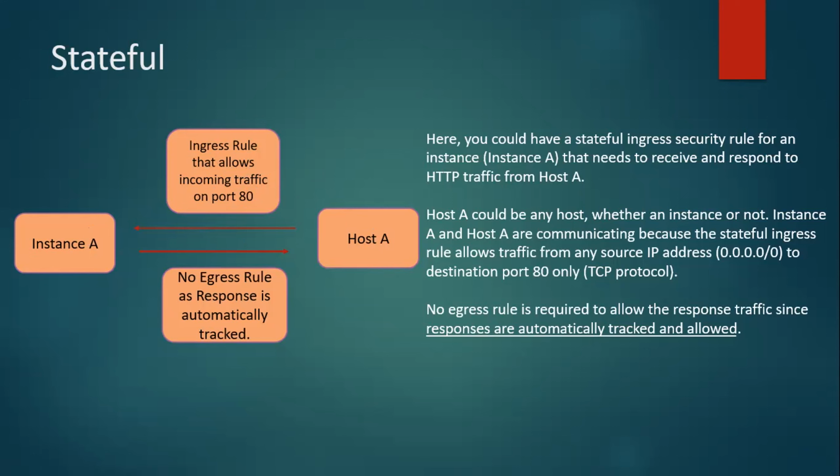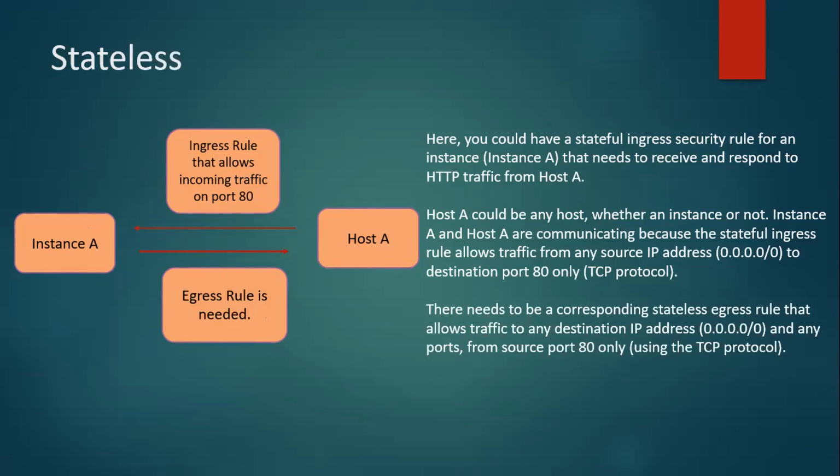But in case of stateless, you will also need to define an egress rule that tells that there is outgoing traffic from instance A to host A, as shown in the diagram. So there are two arrows. One is incoming traffic into instance A from host A, which is governed by the ingress rule. But you will also need to create another egress rule which tells that there is outgoing traffic from instance A to host A. So this is the difference between stateful and stateless. And like I mentioned, whenever you create a security list, by default, it is stateful.